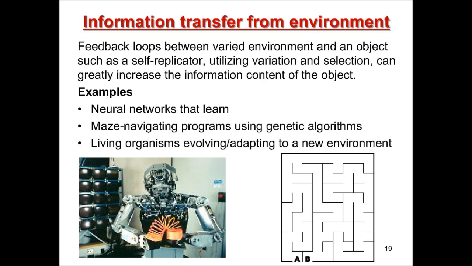Maze navigating programs that use genetic algorithms to learn how to navigate a maze can eventually build up instruction strings for navigating a maze that are vastly longer than the original program designed to initiate that maze navigation. So the information content of the maze navigating program, by feedback with the environment and these selection mechanisms, can greatly grow. And then living organisms evolving and adapting to new environments.